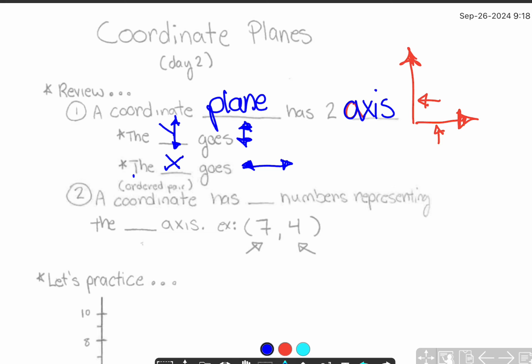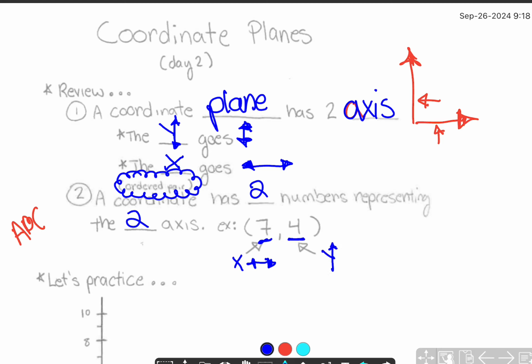Now, we talked about ordered pairs in the last video. A coordinate plane has what's called ordered pairs, and these are two numbers that tell you about the two axes. Which letter comes first in the alphabet? Well, the letter X comes first. So the first number is going to tell you the x-axis number. Remember, the x-axis is how far it goes over one way or the other. The second number tells you the y-axis, how far up it's going to go or how far down it's going to go.